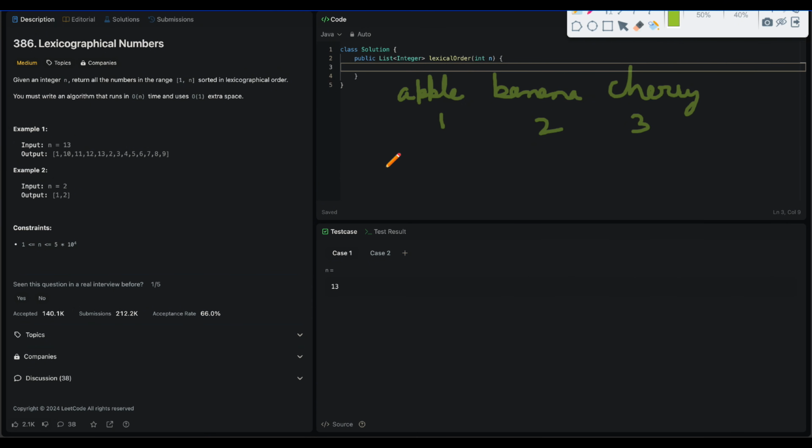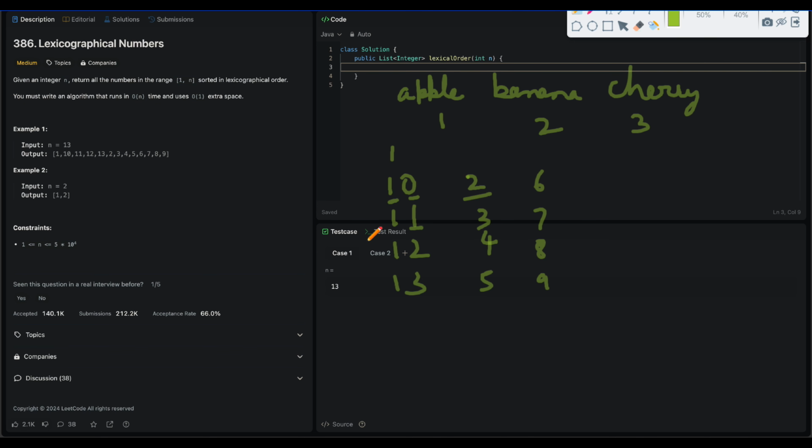Similarly, for a given number n, when we generate all the numbers, the lexicographical ordering is 1, 10, 11, 12, 13, then 2, 3, 4, 5, 6, 7, 8, and 9. So we start with 1, then comes 10 because 1 is less than 2 here, and 10 comes after 1 because it is longer than 1. Then come 11, 12, 13, because 0 is less than 1, then 1 is less than 2, and so on. So this is how we define the lexicographical ordering.